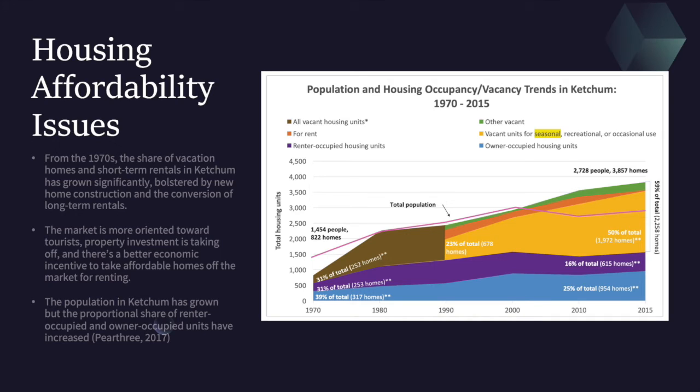This has affected the market because the vacation homes and the short-term rentals are generally above market price. So this has led to across-the-board price increases for housing in Ketchum. Also, people who own rental-occupied or long-term rentals and regular houses have an economic incentive to move their houses to the short-term and vacation home markets. This has led to an increase in price for the general housing stock.